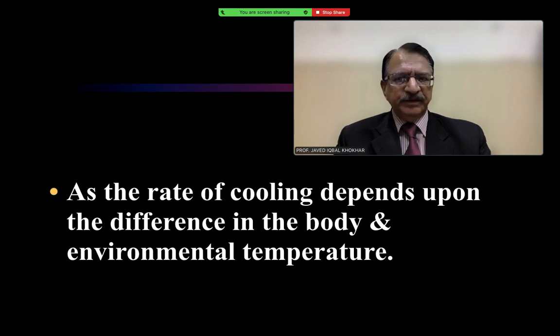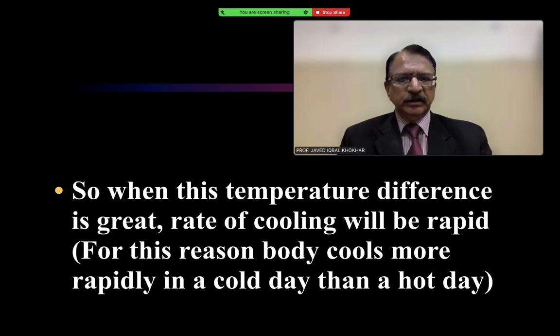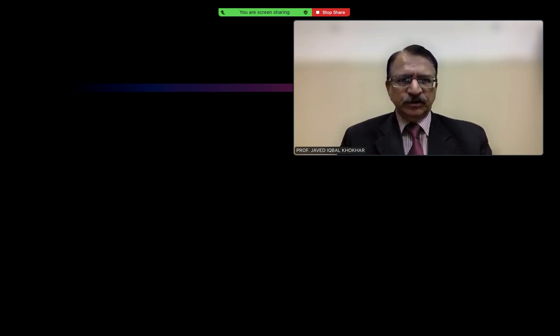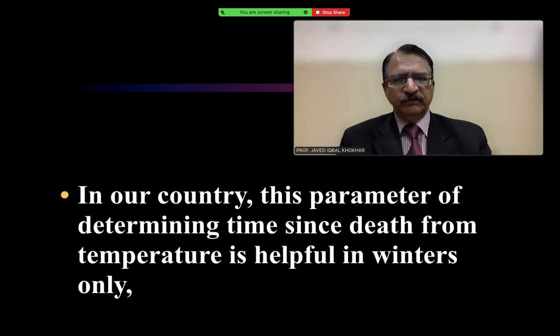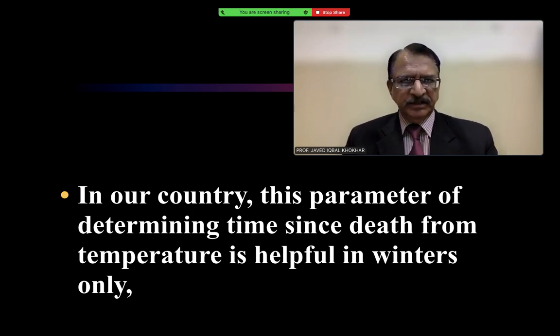Similarly, the environmental temperature: the heat loss depends upon the gradient between the body temperature and the environmental temperature. So if the environmental temperature is higher, then the rate of fall will be slower. And if the environmental temperature is low, then the rate of fall will be faster. In our country, in winters, the temperature is low, but in summers, the temperature is higher than the body temperature. So it will be rapid in winters and slower in summers.